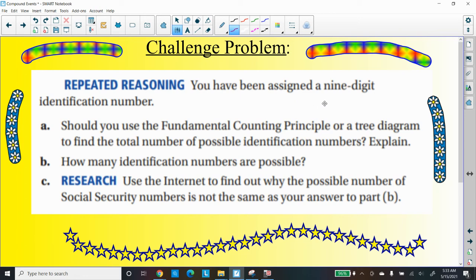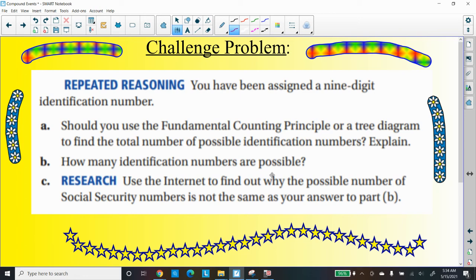You're going to be assigned a 9-digit identification number, such as a Social Security number. Should you use the fundamental counting principle or a tree diagram to find the total number of possible identification numbers? Explain. That's a good question. I'm sure you already know the answer. Tree diagram. Check out my video on counting principle to see about that. How many identification numbers are possible?